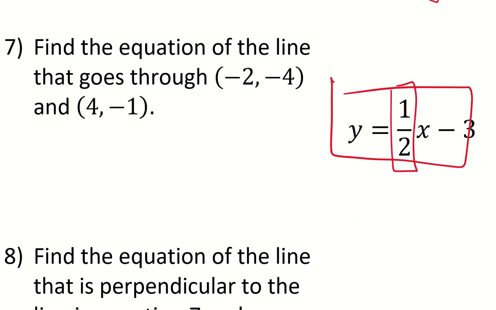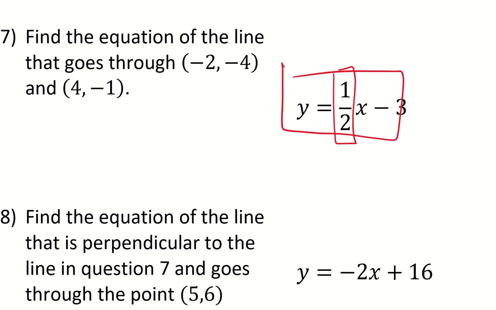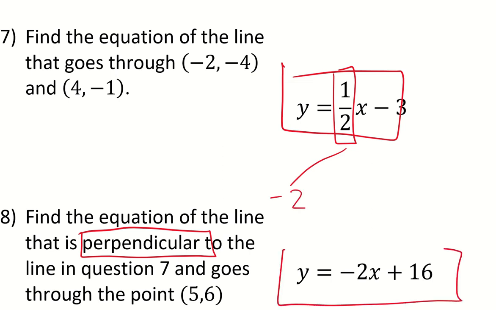The last question is find the equation of the line that is perpendicular to the line in question 7. Because I'm told it's perpendicular, I'm going to be thinking my slope has to be the opposite reciprocal of this. So I need a slope of negative 2. And this ends up being the correct y-intercept way up here at 16 if the point's going through 5, 6. So those are the answers real quickly. Now I'm going to go back and do them if you need to see that.